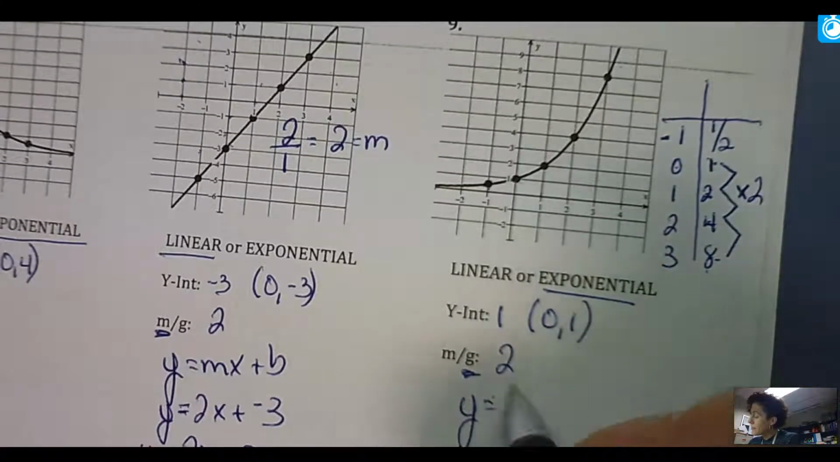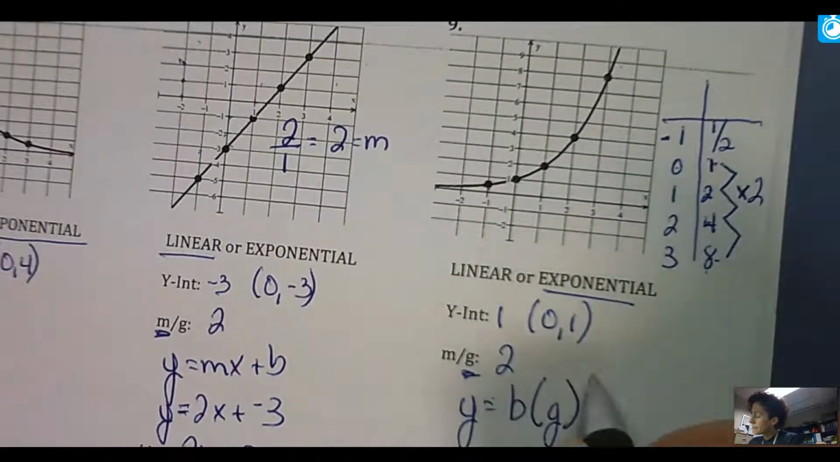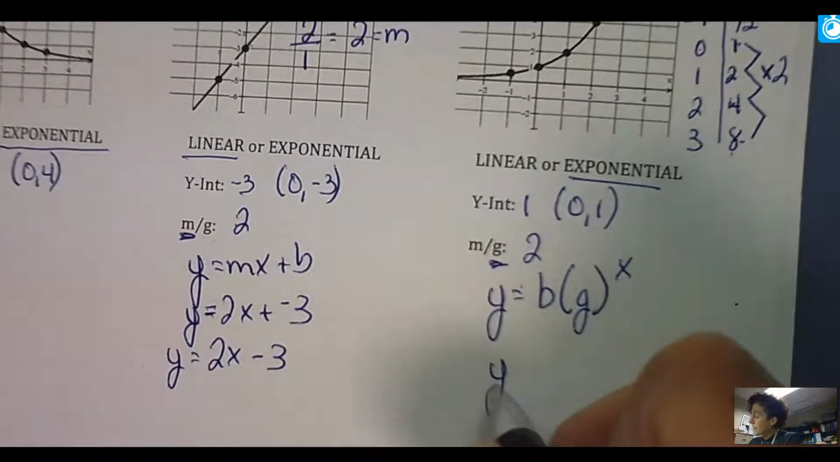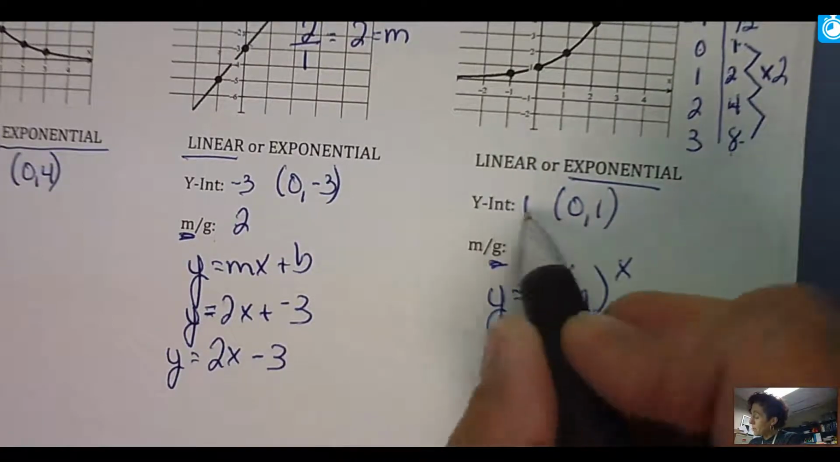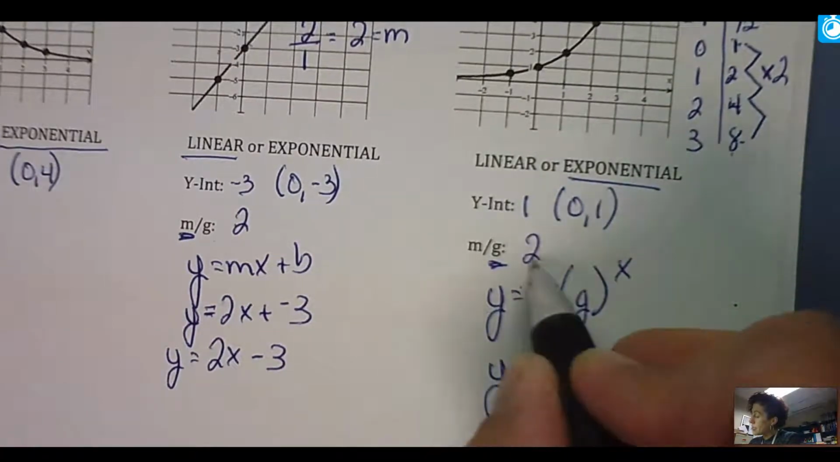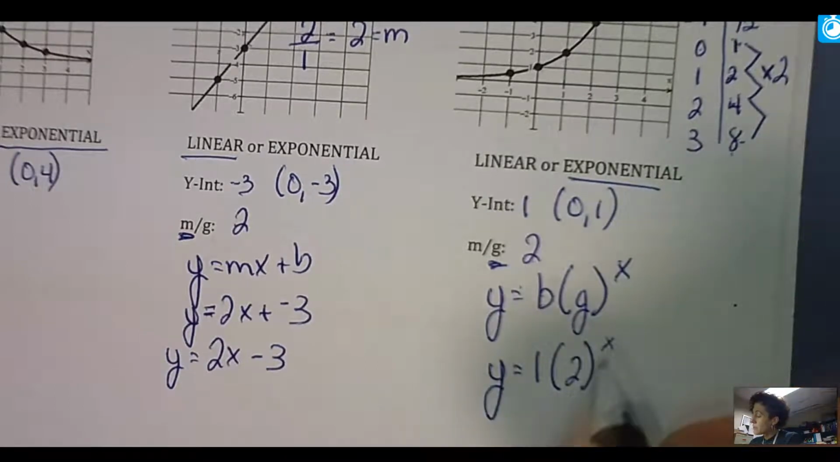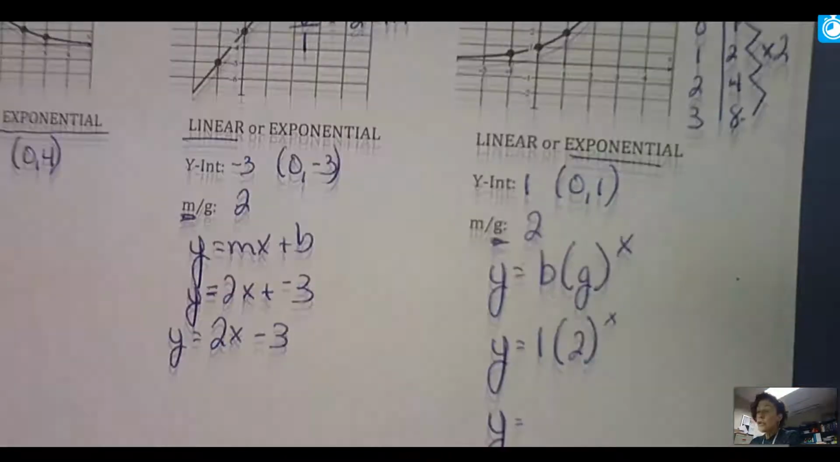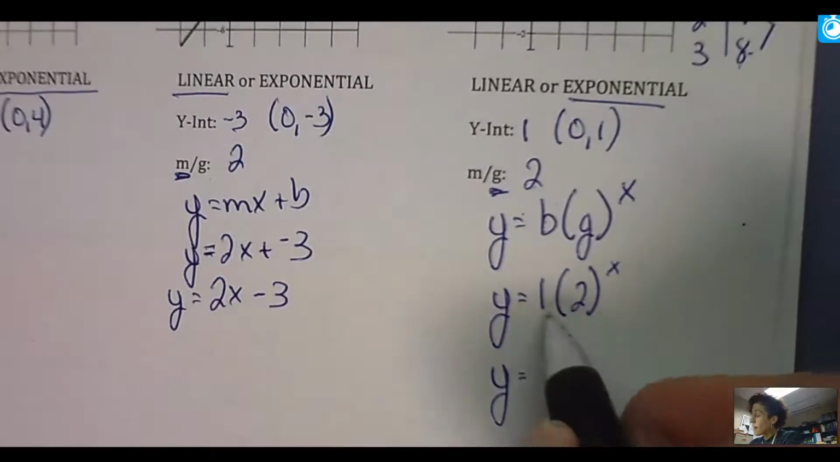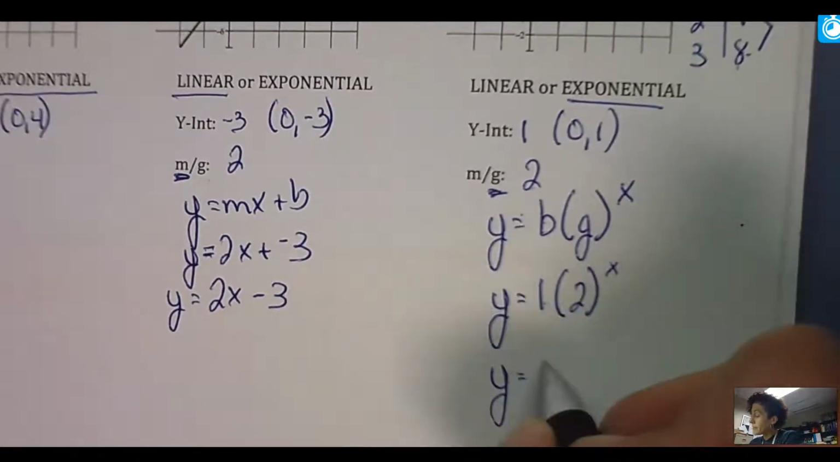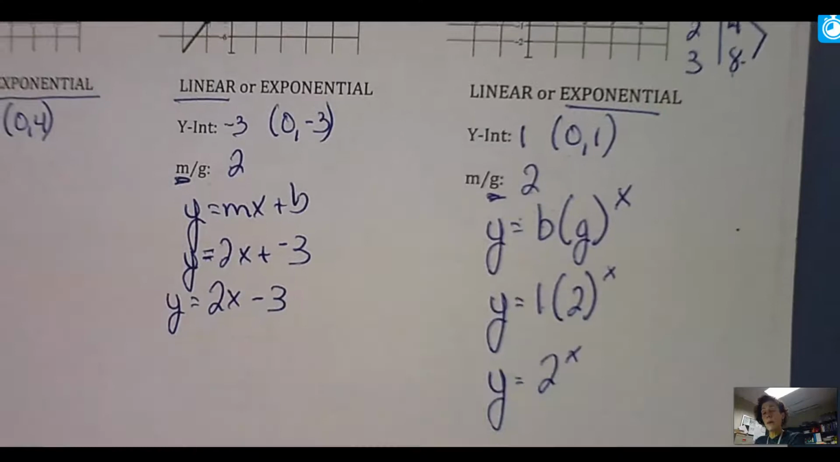And now to fill this in, I got y equals b, so the 1, times g, 2 to the x power. Usually, though, you actually wouldn't see the 1 because 1 times 2 to the x is 2 to the x. So just be aware of that.